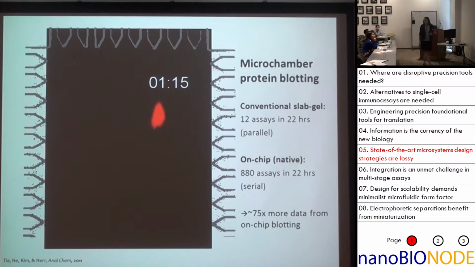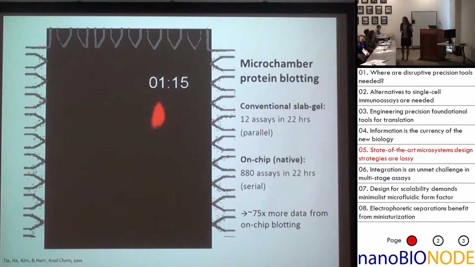So if you've ever done a conventional Western, if you haven't, I mentioned 5 hours to 25 hours, we're now able to do it in less than a minute, right? And that is the power of, one, using microsystems for integration. I didn't have to do any sort of manual transfer here, right? The chip does it for me. And the power of scaling.